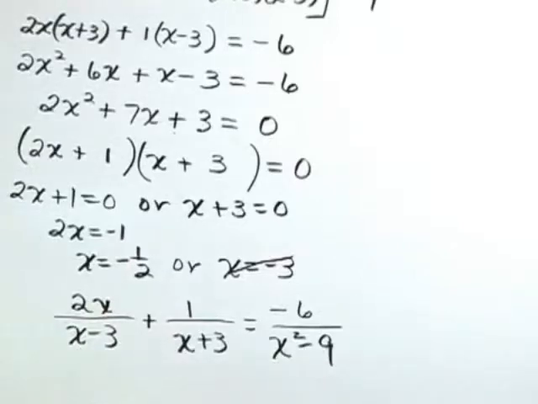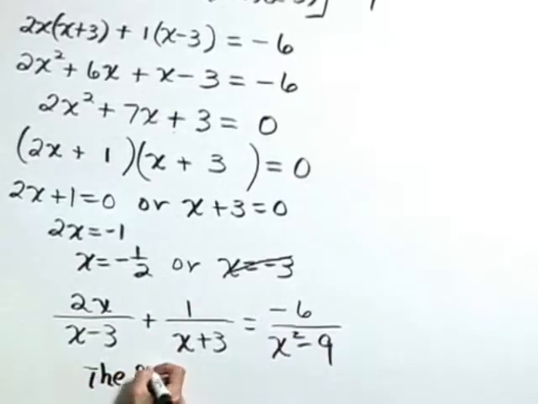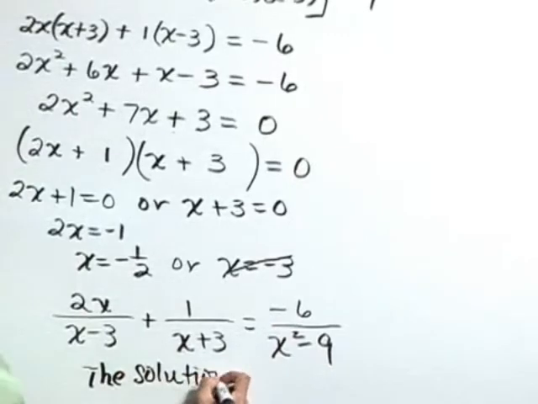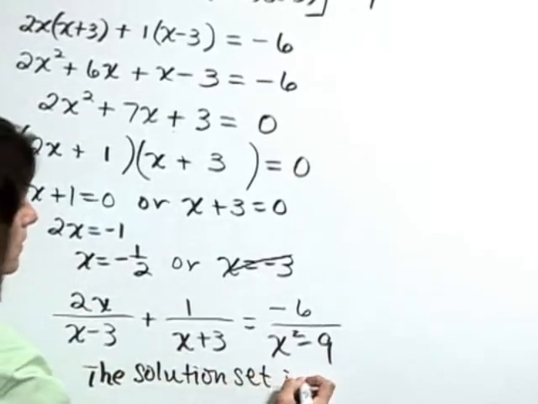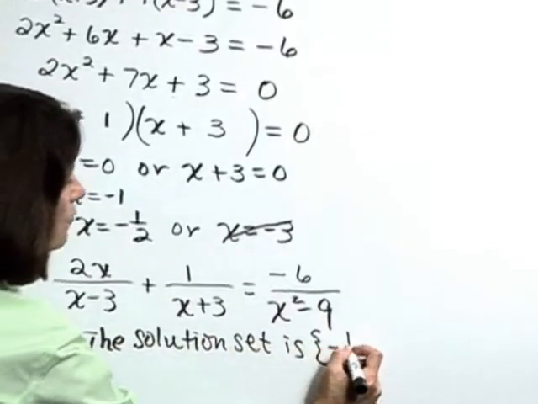Go ahead and check it to ensure that it works and that we have not made any algebraic errors. And if you do, you find that it will work. So let's summarize by saying the solution set is negative 1/2.